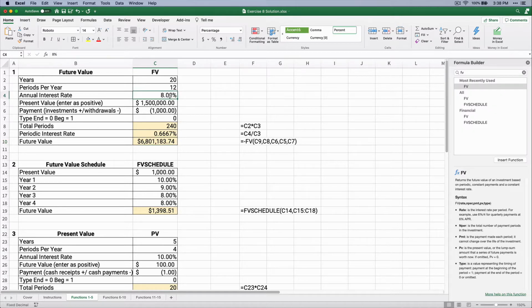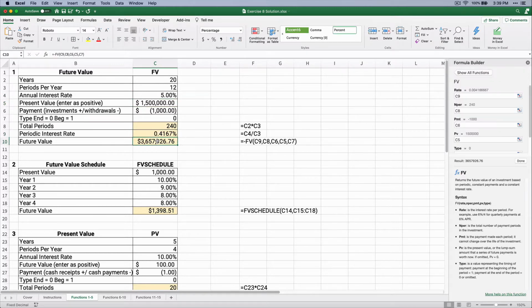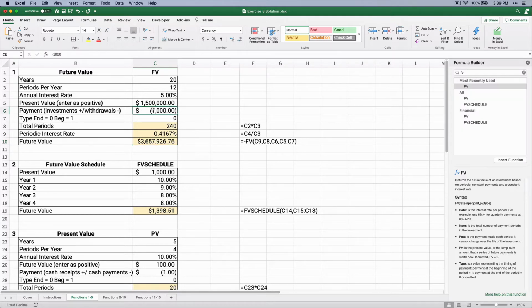Now, let's make it more conservative. Let's say you can only get 5% interest. Well, it's going to be less than 0.5% per month, and that account grows to $3.6 million. If you need to take out more money, you say, I need to take out $3,000 a month, then this account grows from $1.5 million to $2.5 million. All right, so that's how you do the future value.